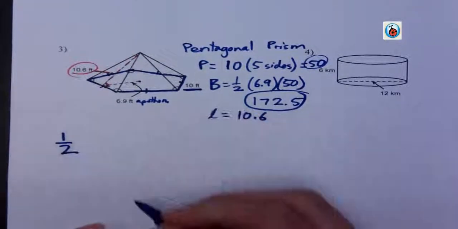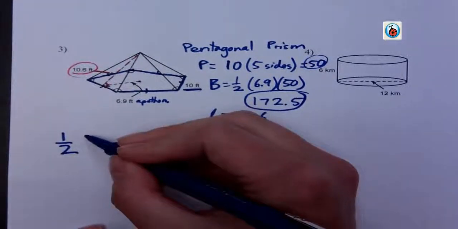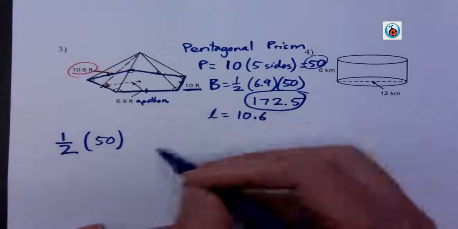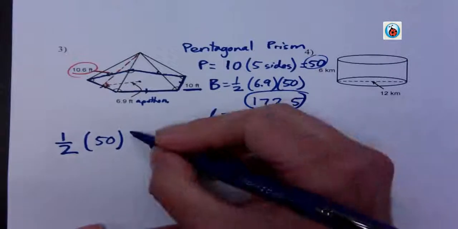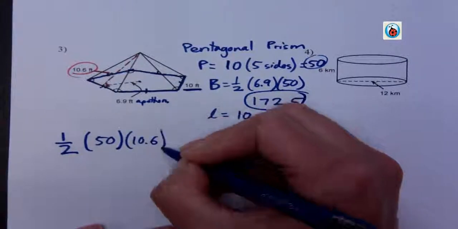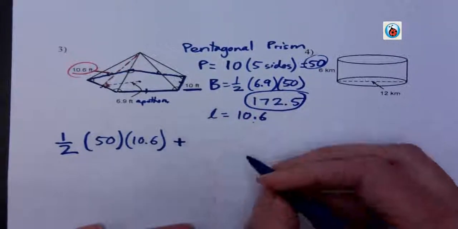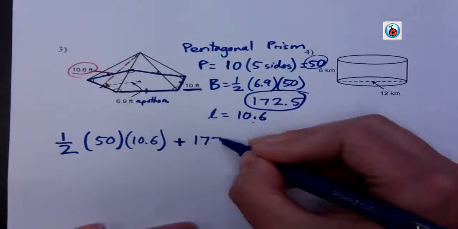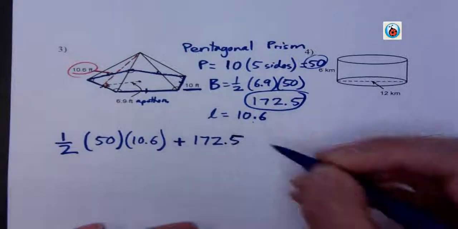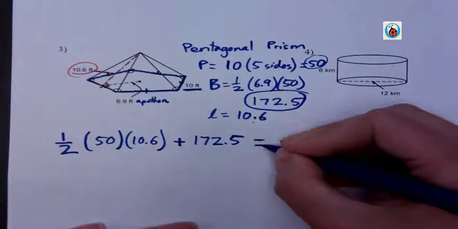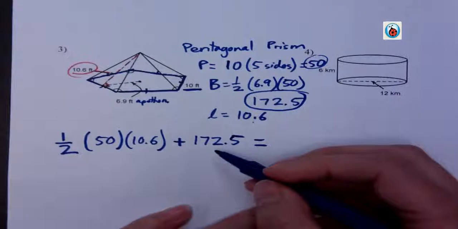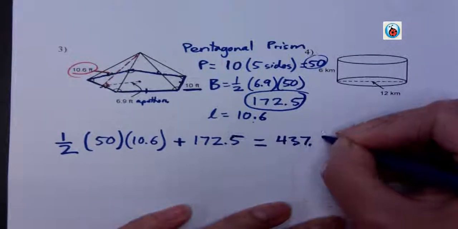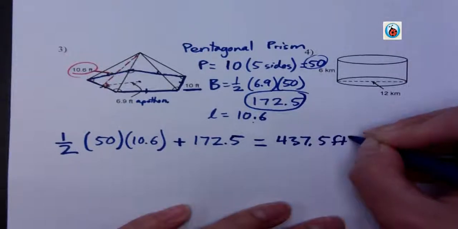So I plug it into my surface area formula. 1/2 perimeter, which is 50, times the lateral height, which is 10.6, plus the area of the base, which is the 172.5 that I found. I type all that in my calculator. I get 437.5 feet squared.